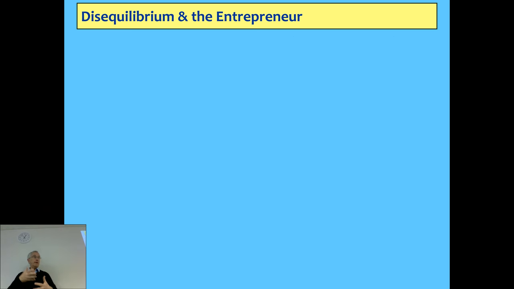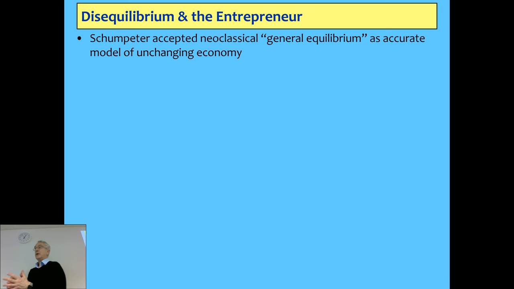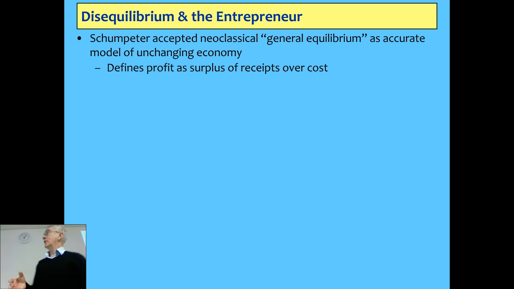So if you're thinking about doing this particular approach to each of the three questions, I'm pushing the envelope a bit on Austrians, but I think it's justifiable to include Schumpeter there. So he also accepted the neoclassical description of equilibrium in general as an accurate model of an unchanging economy.